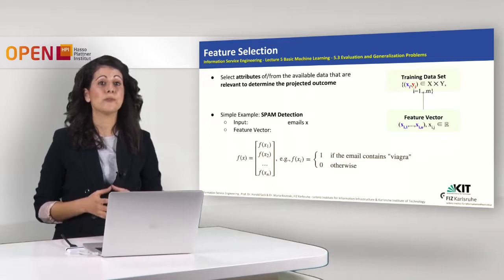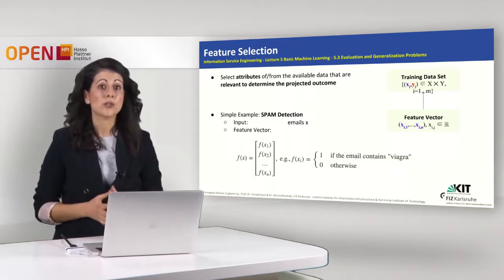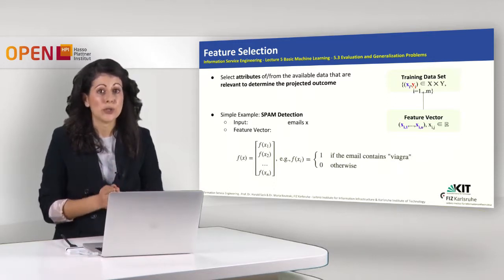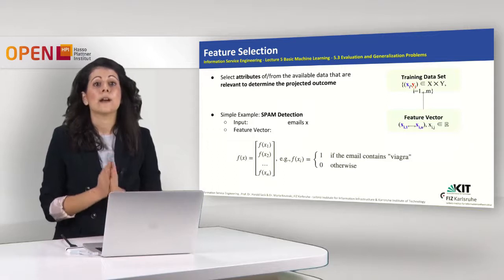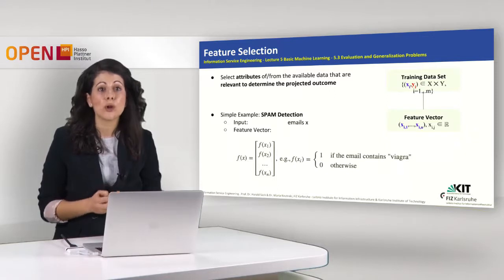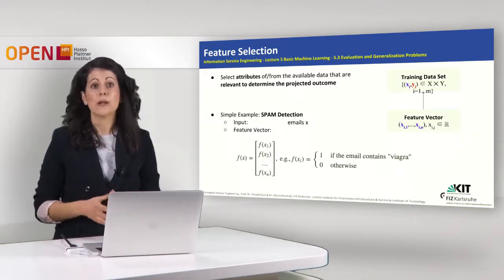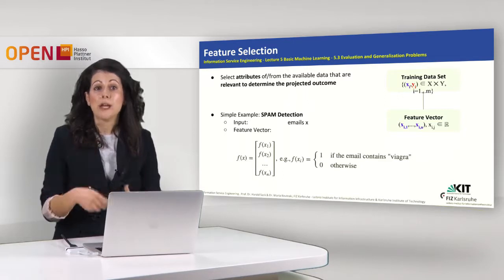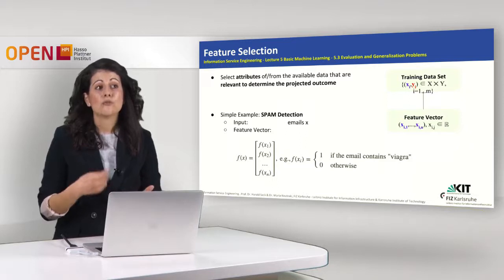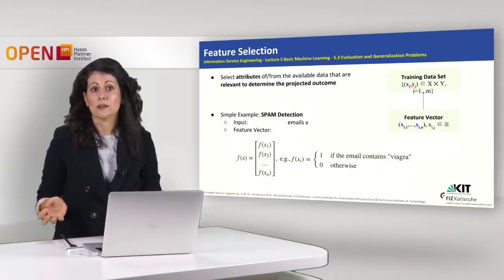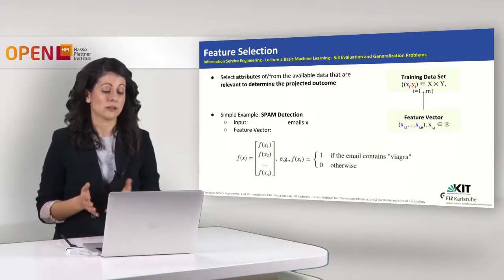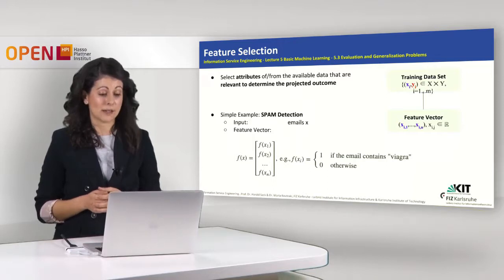So let's move now to feature selection, which is something that I mentioned to you in the beginning. Here the idea is that we want to select attributes or features from the available data that are relevant to determine the projected outcome, meaning that they are relevant to solving the specific problem we want to solve. Because people sometimes tend to put many features that are irrelevant to the task, and those features either don't help at all in solving the task, or the opposite, they might mislead the algorithm and make it have a poor result.